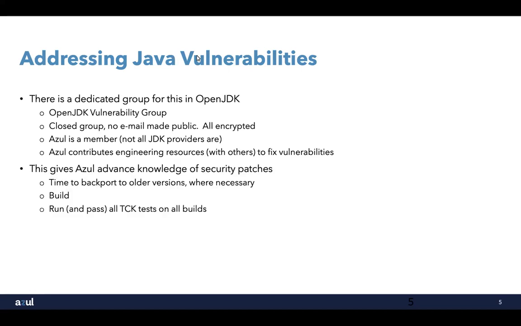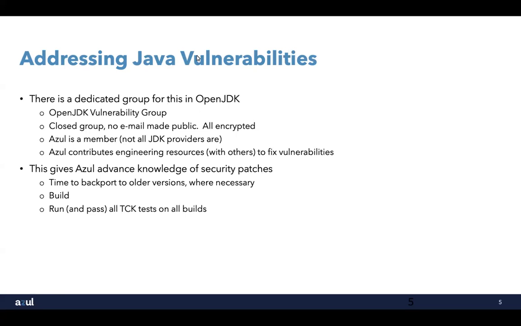Now, the good thing for us as a distribution provider, and this applies to other distribution providers as well, but not all of them, because not all distributions are a member of the vulnerability group. But from Azure's perspective, we're actually developing the security patches along with Oracle, Amazon, SAP, and so on, which means that our engineers have advanced visibility of the code that's being developed and the changes that are necessary in the current release. We can then take those changes and look at what needs to be backported to older versions, to the 17, the 11, the 8, and maybe even older versions, where we need to take those changes and apply them to the older versions so that we can address security vulnerabilities that are in those.